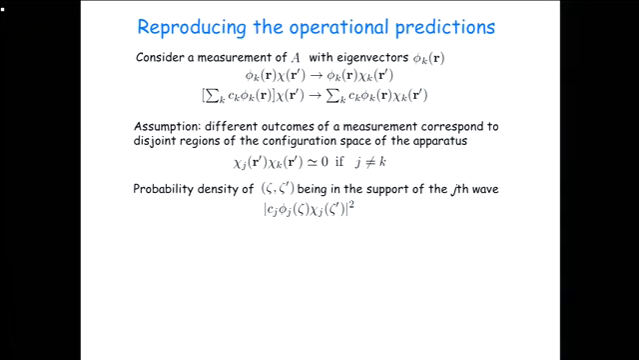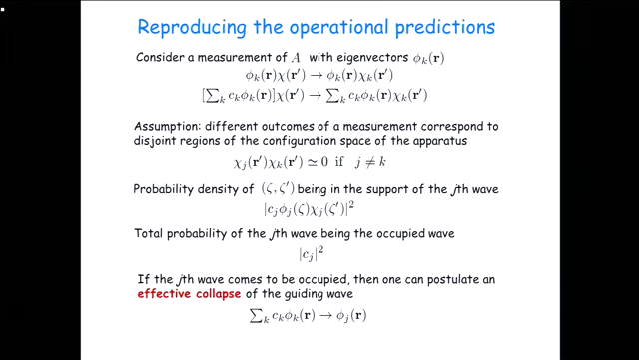And then if you ask, well, what's the probability density of finding Bohmian positions for the system and the probe in the support of just the jth wave in this decomposition? Well, that's just the mod squared of the jth branch, which is this. And then if I ask, well, what's the total probability of being in the jth wave? Well, I integrate the density over the region of configuration space corresponding to the jth wave. And in that region, these wave functions are normalized. And so it's just mod Cj squared. And so this says that the probability that the Bohmian configuration lands in the jth branch of this wave function is exactly what orthodox quantum theory tells me is the probability of getting the outcome corresponding to the jth branch.